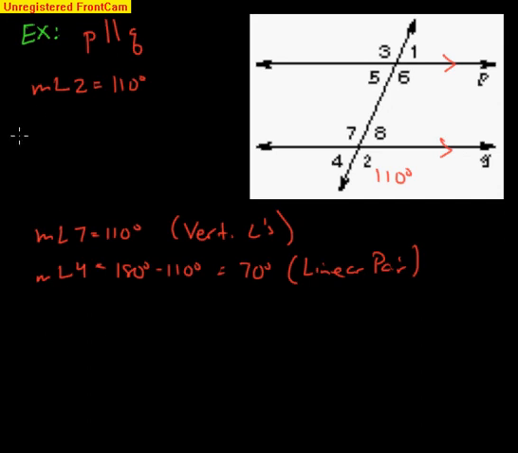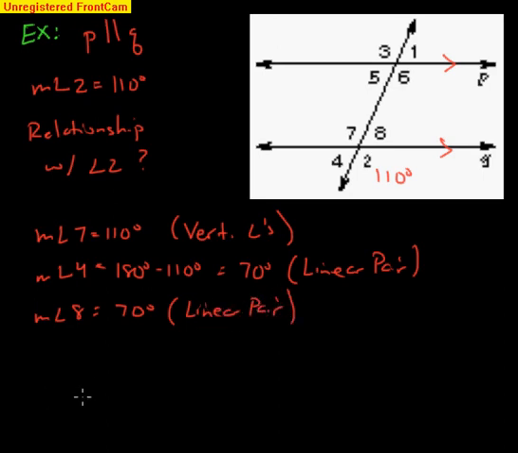So everything's a relationship with 2. What is the relationship with angle 2? Now, the measure of angle 8 is also a linear pair with 2. So angle 8 and angle 2 again are supplementary. So angle 8 is going to be 70. They're also a linear pair.